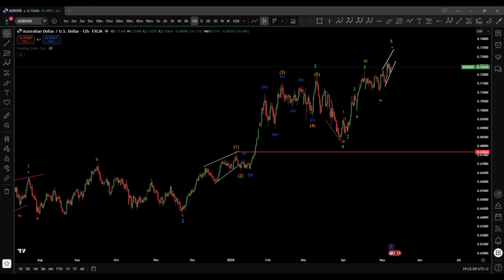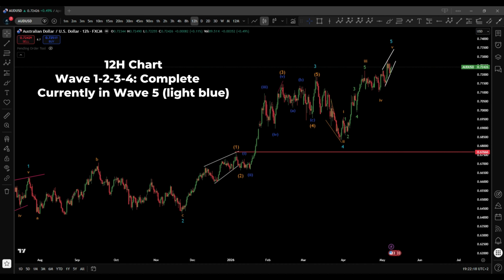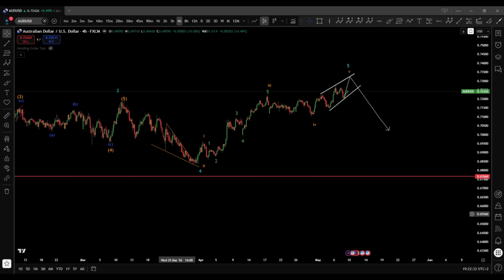Our higher time frame for the Australian dollar is the 12-hour chart, which shows the first 4 waves of an impulse completed. We are currently in the final wave 5 in light blue. On the 4-hour chart, the subwaves of that wave 5 are shown in orange, and we are in the final stages of the impulse. Wave 5 is forming as an ending diagonal.